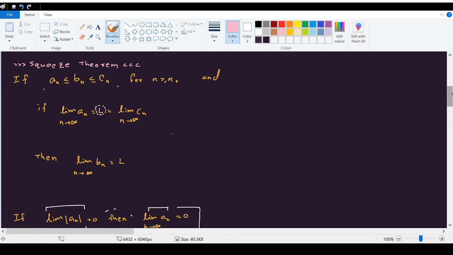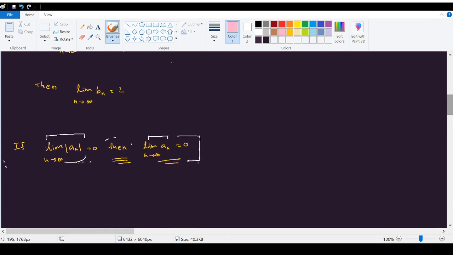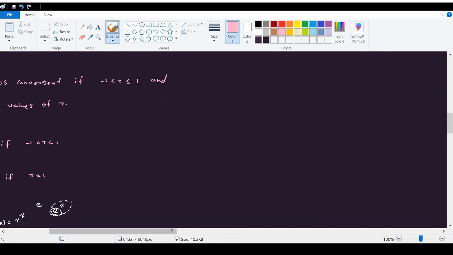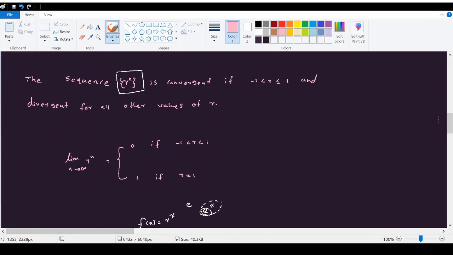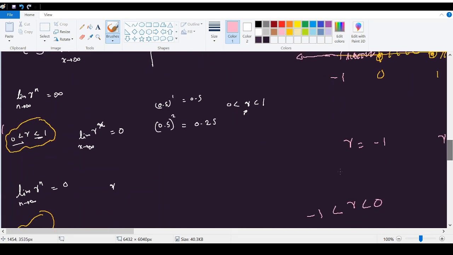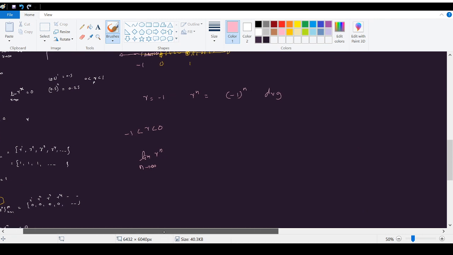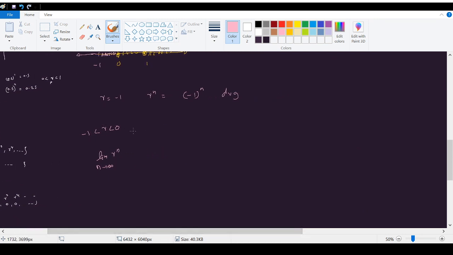this theorem, which is this one. If the modulus is equal to 0, then the sequence without the modulus will also be equal to 0. So we can use that result to determine the convergence when r is in between 0 and -1. So here, now we have to find the convergence of this one.